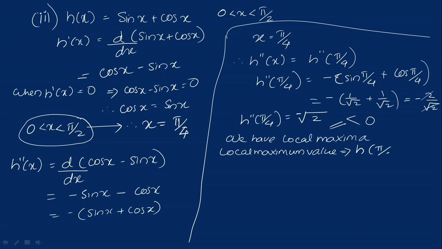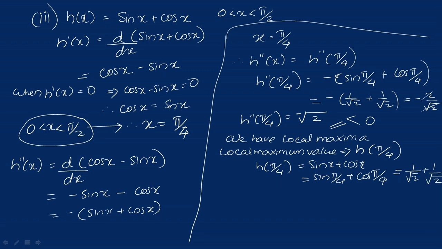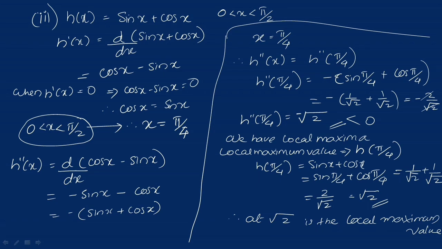So what is the local maximum value? h of pi by 4 is sin x plus cos x. Applying it in the first equation, that is sin of pi by 4 plus cos of pi by 4, which is 1 by root 2 plus 1 by root 2, that is 2 by root 2, which is root 2. So we have got the local maximum value at root 2, and there is no local minimum value for this question.